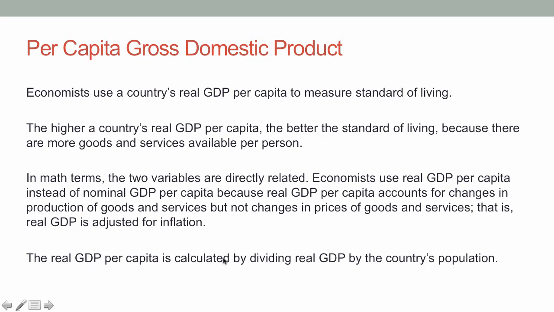The real GDP per capita is calculated by dividing the real GDP, all that we produce as a country, by the country's population. We have about 300 million, 320 million people, so we would divide it there.